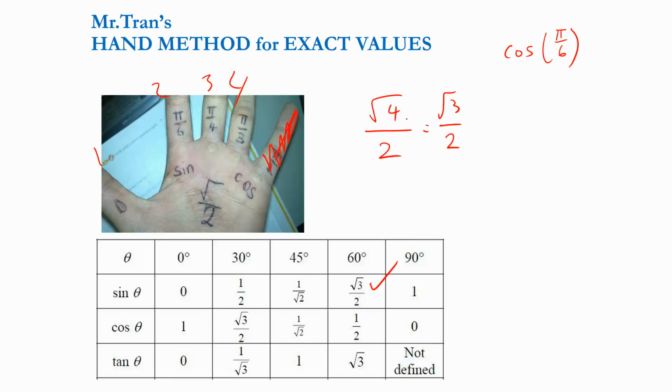I say there's 4, but the root of 4 we know is 2. So therefore 2 divided by 2 is 1, which makes sense. Sine of 90 degrees is 1.